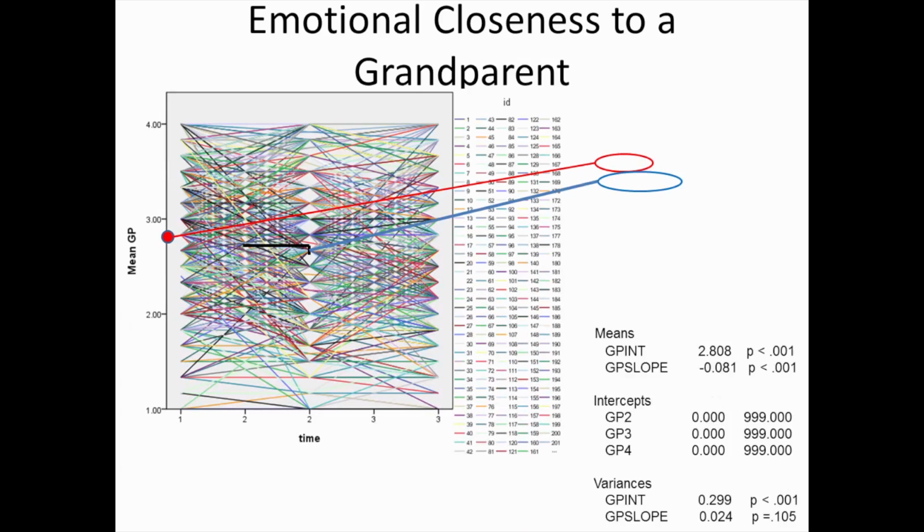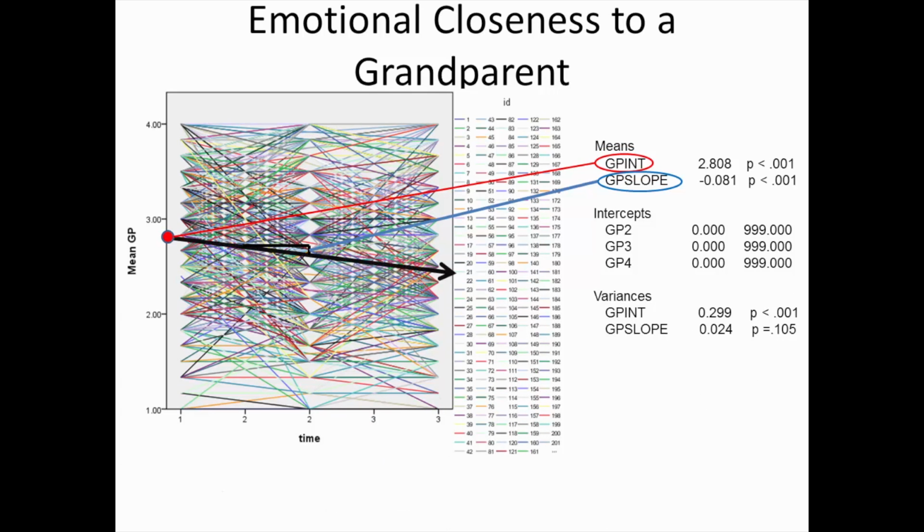Okay, so let's see. Here we have emotional closeness to a grandparent, spaghetti plots over time. And that spaghetti plot is pretty dense. It's hard to pick up on really what's going on. If we estimate a growth curve, we get an intercept and a slope for this.